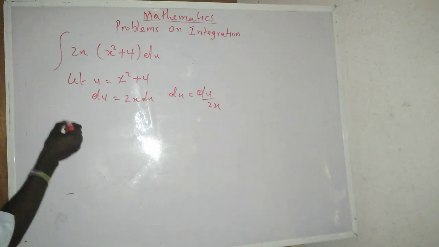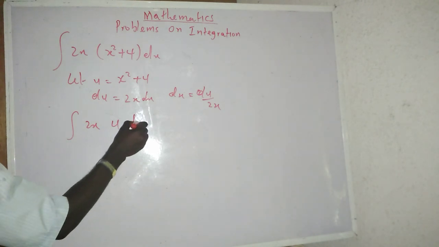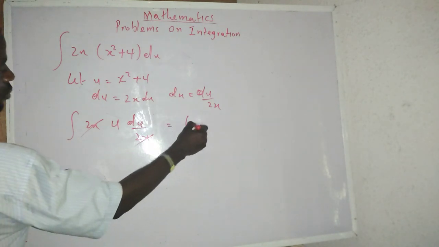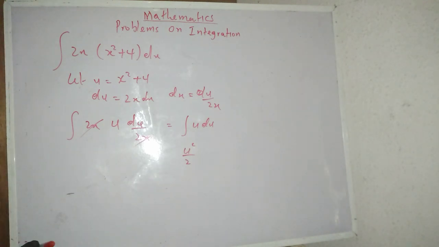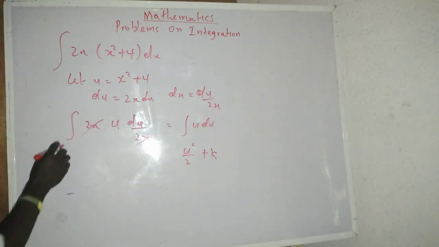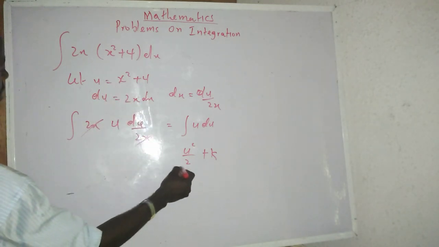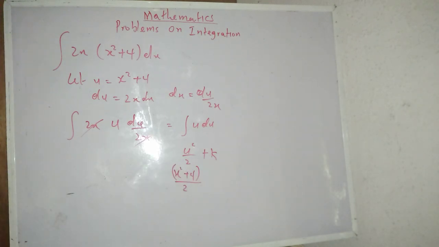Since I have that, I will have 2x times u du all over 2x. This will cancel this, and I will have the integral of u du, which is u raised to power 2 all over 2 plus k. What is my u? My u is x squared plus 4, all raised to power 2 all over 2. That is my final answer.